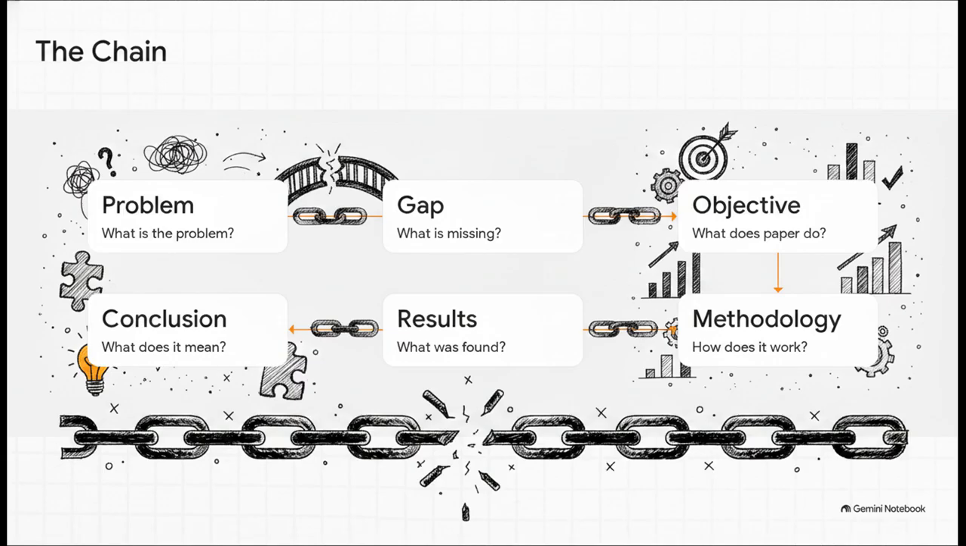Now, I gotta warn you right now, a failure in any single link completely breaks your entire case. Seriously, if your methodology is kind of flawed, it shatters the validity of your results and makes reviewers question the whole study. The chain absolutely must remain intact.